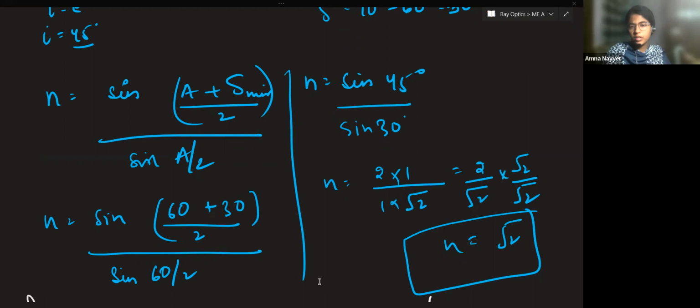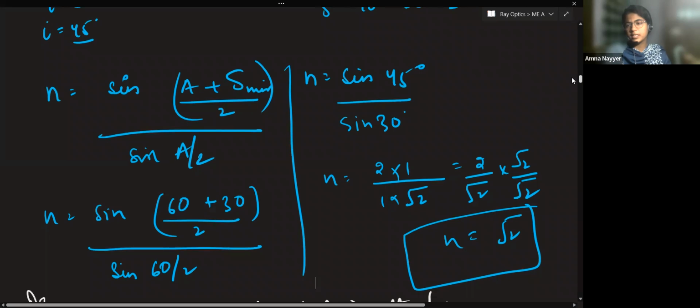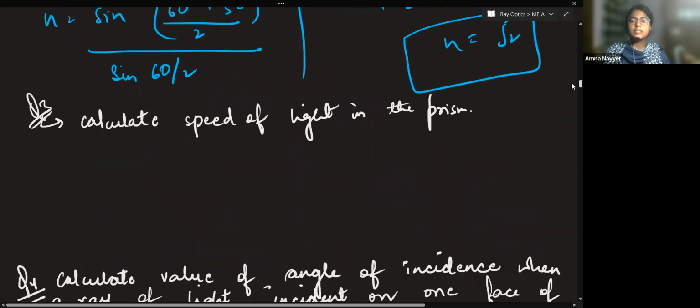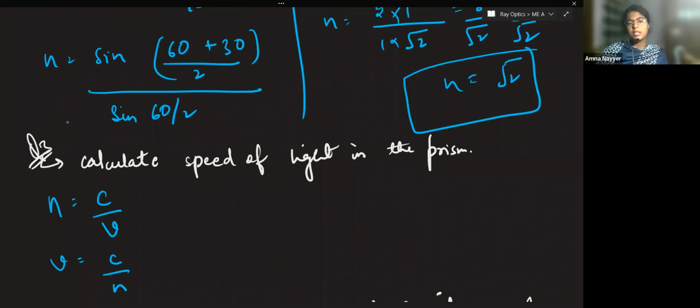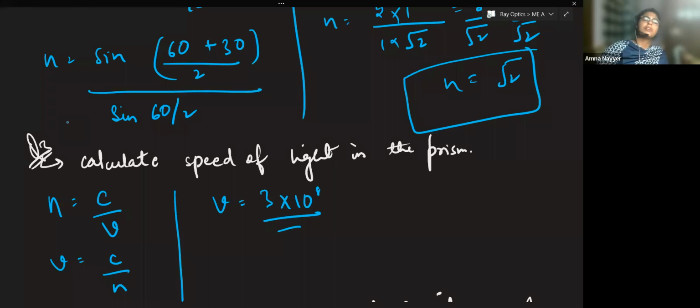One more thing, class. A modification that can be asked over here is: calculate the speed of light in prism. See, refractive index you can write as C by V. So speed of light in prism, V can be written as C by N. So velocity can be written as 3 into 10 to the power 8, divided by the refractive index you've calculated, that is root 2.